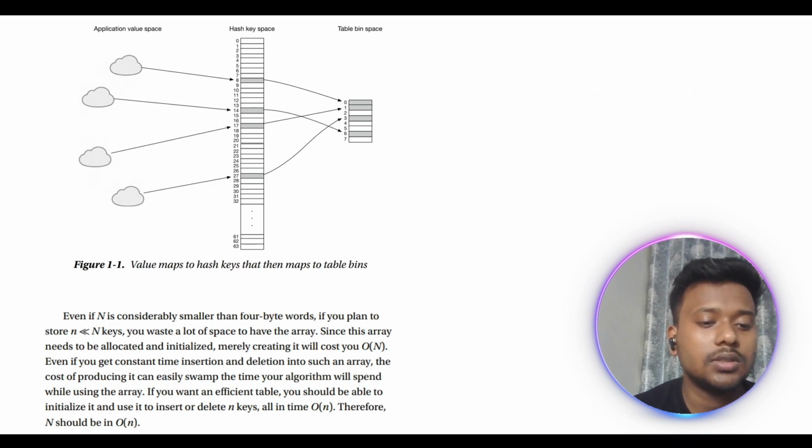considerably smaller than 4 billion, if you plan to store n keys, where small n is very much smaller than capital N, you waste a lot of space on the array, since the array needs to be allocated and initialized. Merely creating it will cost you big O of N. Even if you get constant time insertion and deletion into such an array, the cost of producing it can easily swamp the time your algorithm will spend while using the array.